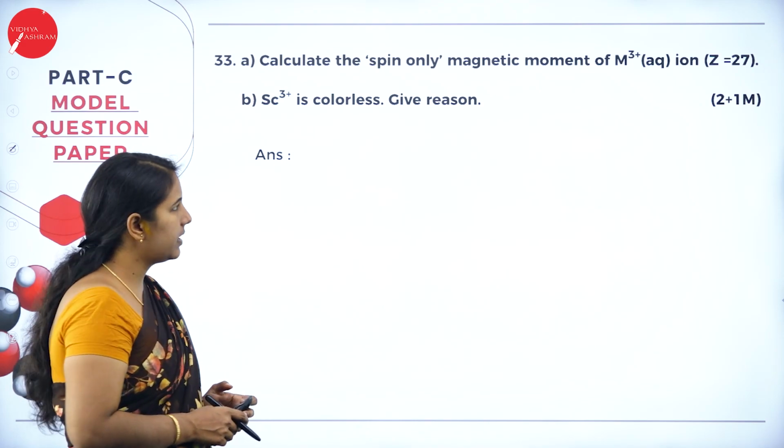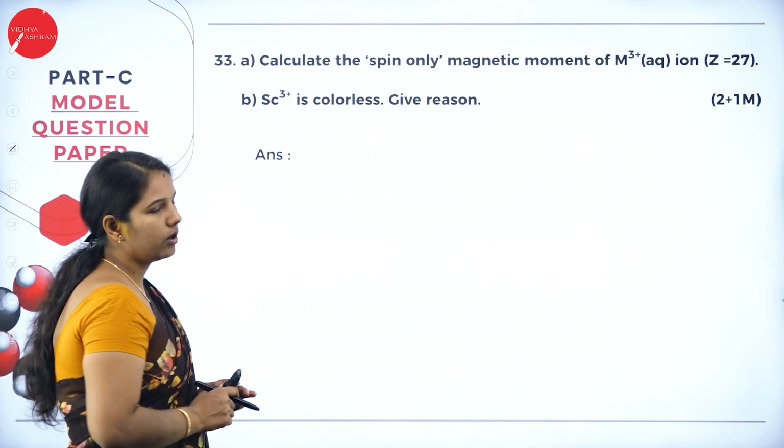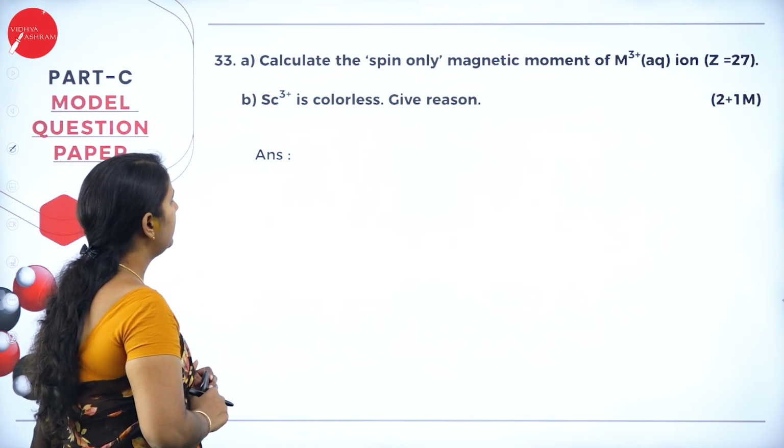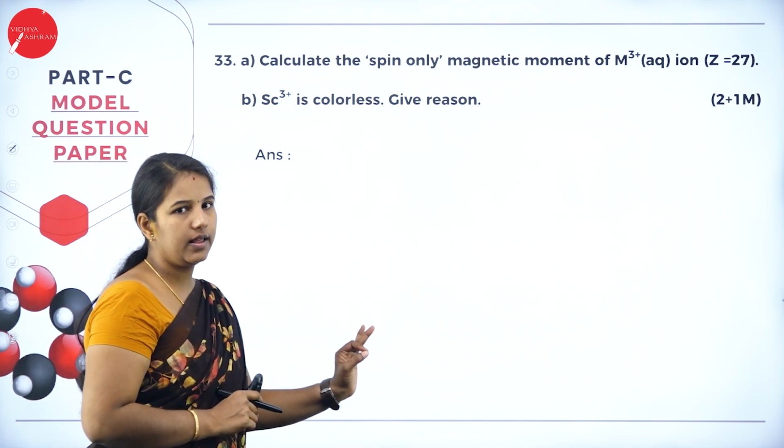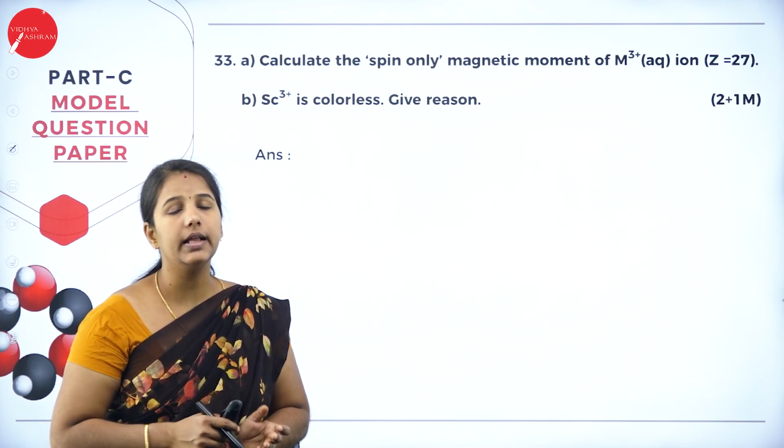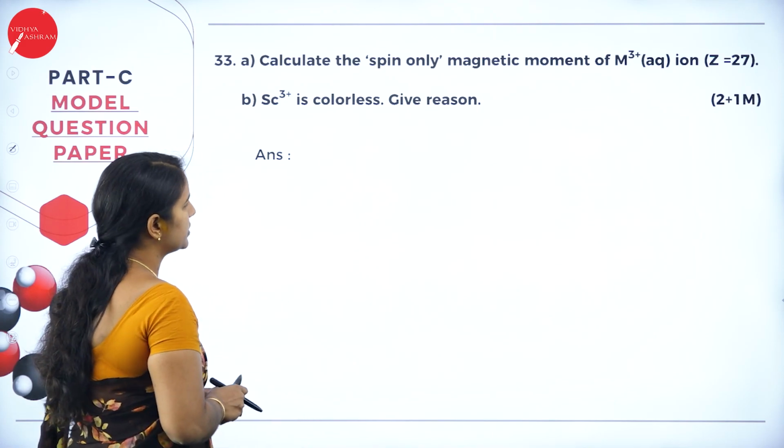Next, calculate the spin-only magnetic moment of M plus 3 ion, and their atomic number is given. And the second question is, scandium is colorless in plus 3 oxidation state. Give an example. I'll go with the first question now.